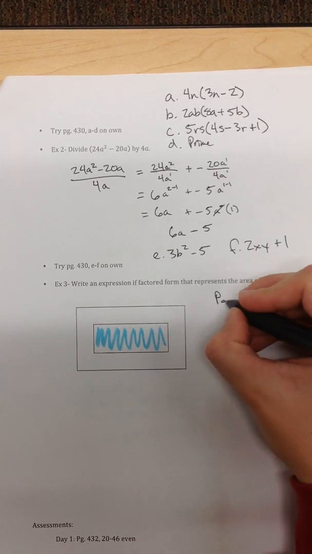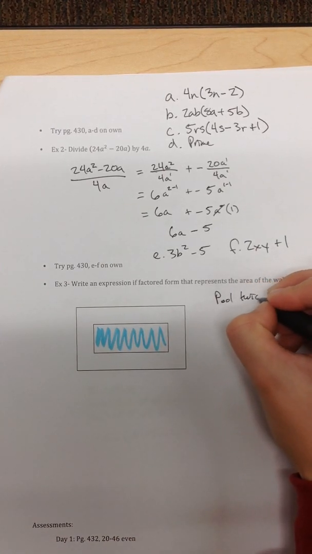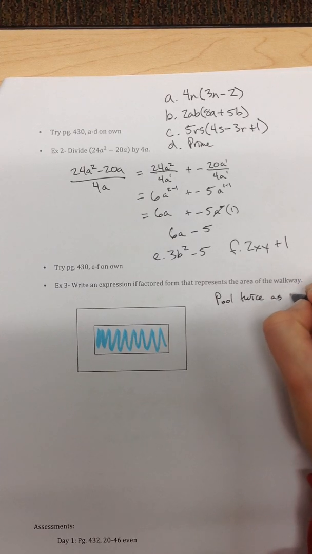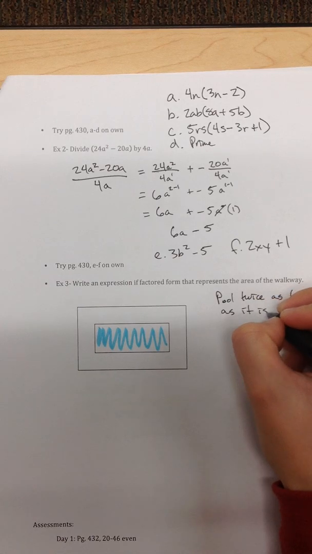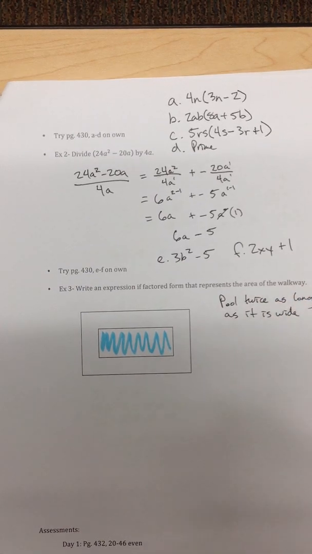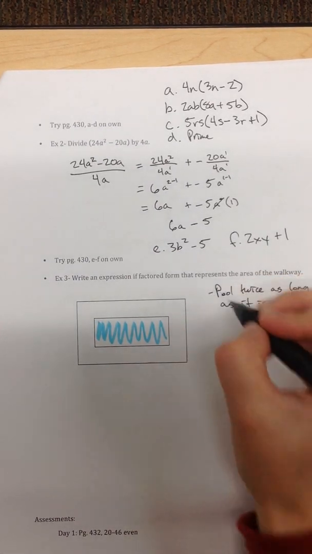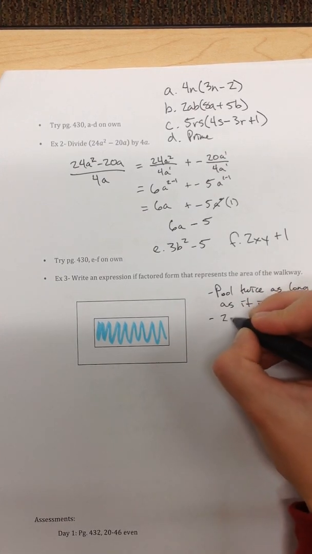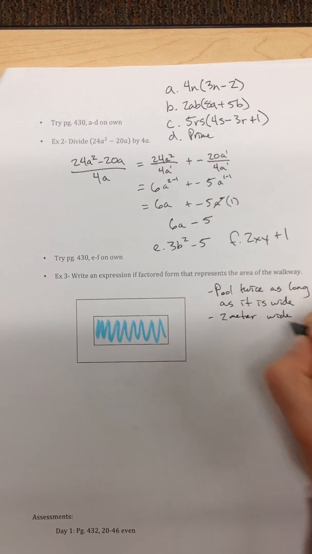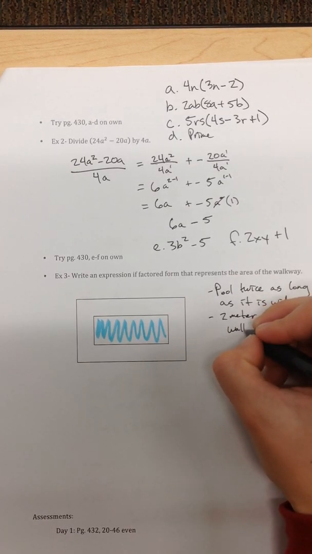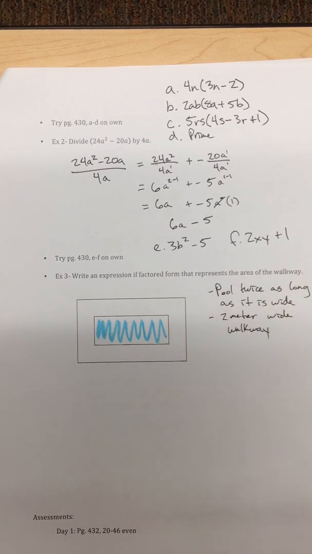Our pool is twice as long as it is wide, and then we also know we want a 2 meter wide walkway. Okay, so our pool is twice as long as it is wide, and we want a 2 meter walkway. Okay, so a lot going on here.